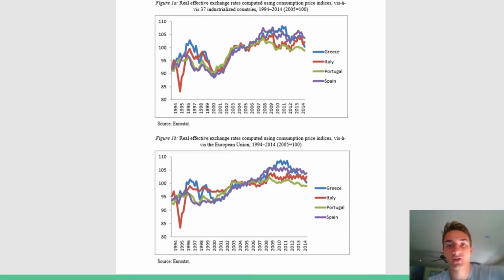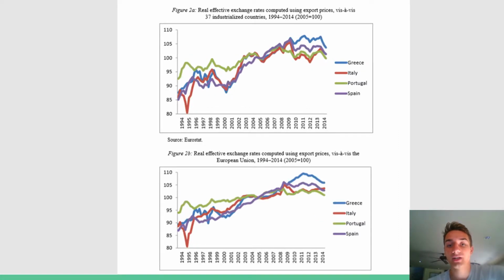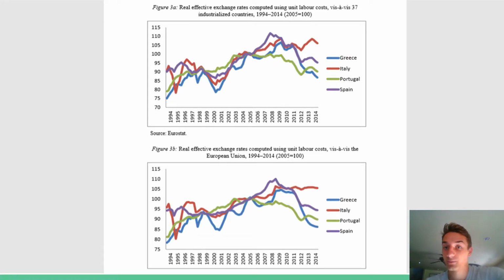So the first graph here shows the real effective exchange rates computed using consumption prices in 37 industrial countries over the 20-year period from 1994 to 2004, while the second graph shows the exchange rates computed in the European Union. We can notice here the general trend of increasing exchange rates, with four countries, Greece, Italy, Portugal, and Spain, showing a particular loss of competitiveness in the graph using the EU. Similarly, for the data collected on export prices, as well as labor costs, displayed here, a noticeable trend appears.